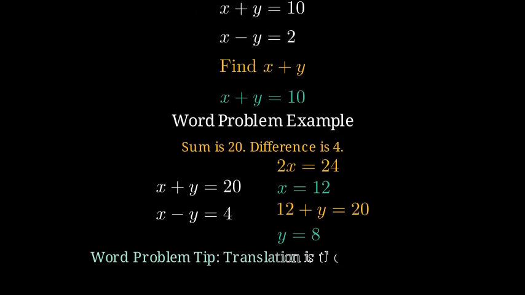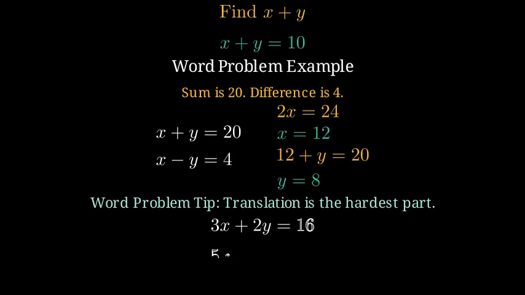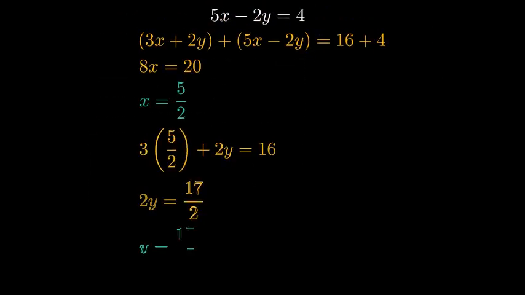Word problem tip: most mistakes happen in translation, not in solving. Slow down when you define variables and write equations. Now, a harder SAT-style problem. We'll eliminate by adding the equations. Add to eliminate y, solve for x, then plug back to solve for y.